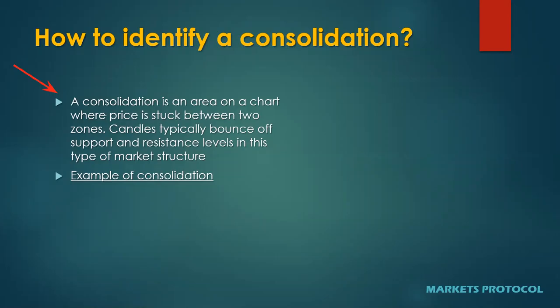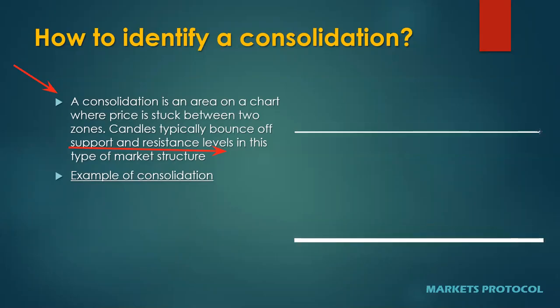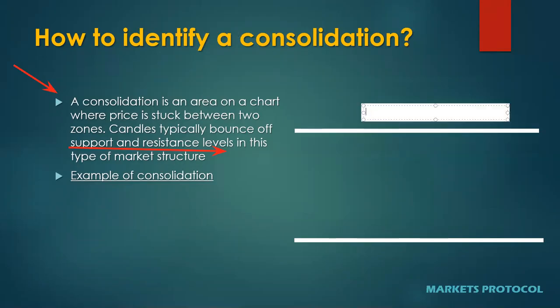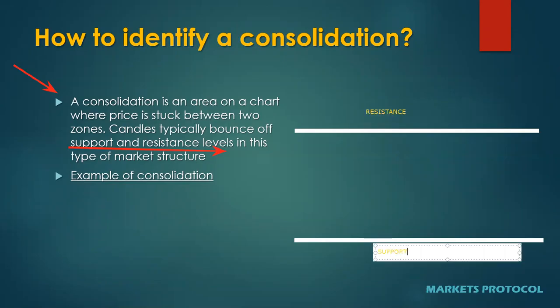Candles typically bounce off support and resistance levels in this type of market structure. So we're going to do a little example of how to identify a market structure where price is consolidating. Let's imagine we have a support level here and we have a resistance level here. This is going to be the resistance, and at the bottom, we have a support level.